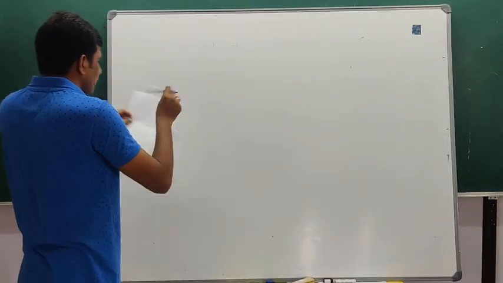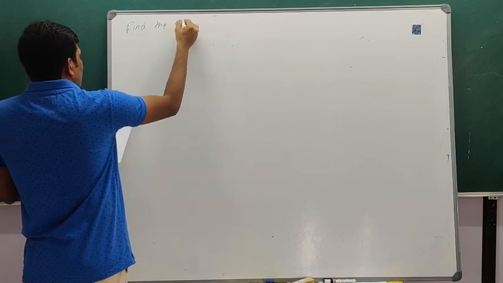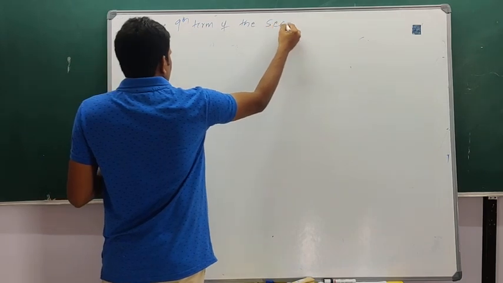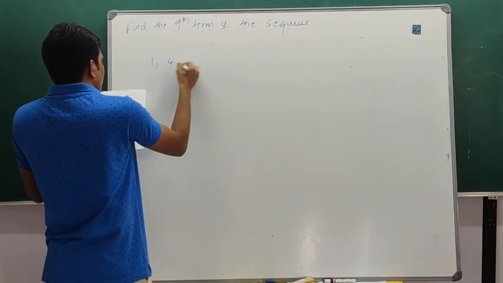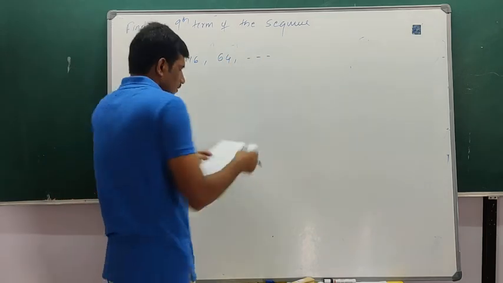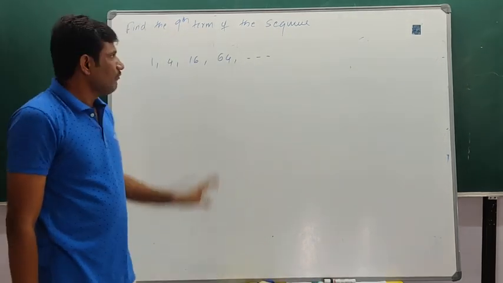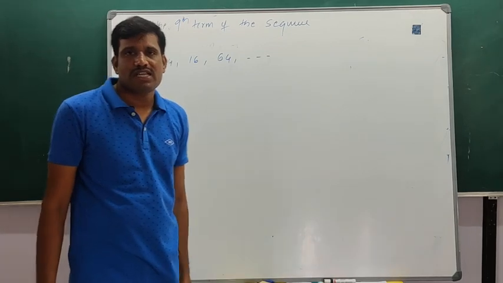Find the ninth term of the sequence 1, 4, 16, 64 and so on. So first, when you see the problem, we have to see whether the given sequence is an AP or GP. In the problem they have not said whether the sequence is AP or GP.